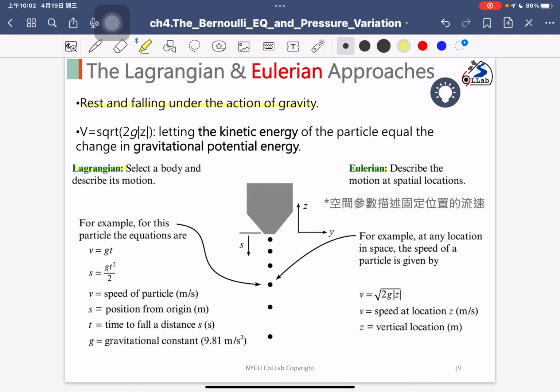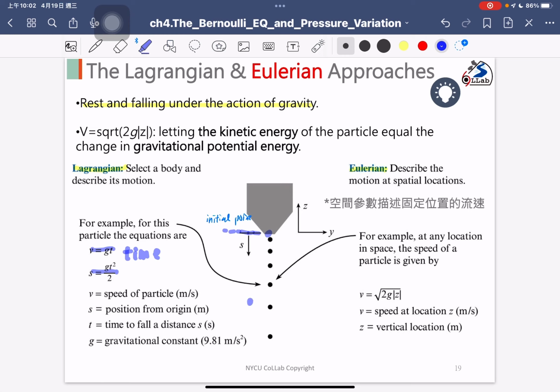So how does the Lagrange work? For the Lagrange, first we pick up the initial point. This is our initial point, okay? And we have the two functions: V is equal to gt, right? And S, the elevation, is equal to gt squared over 2. This is the basic motion equations. They are time functions, right? So we can predict anywhere we want.